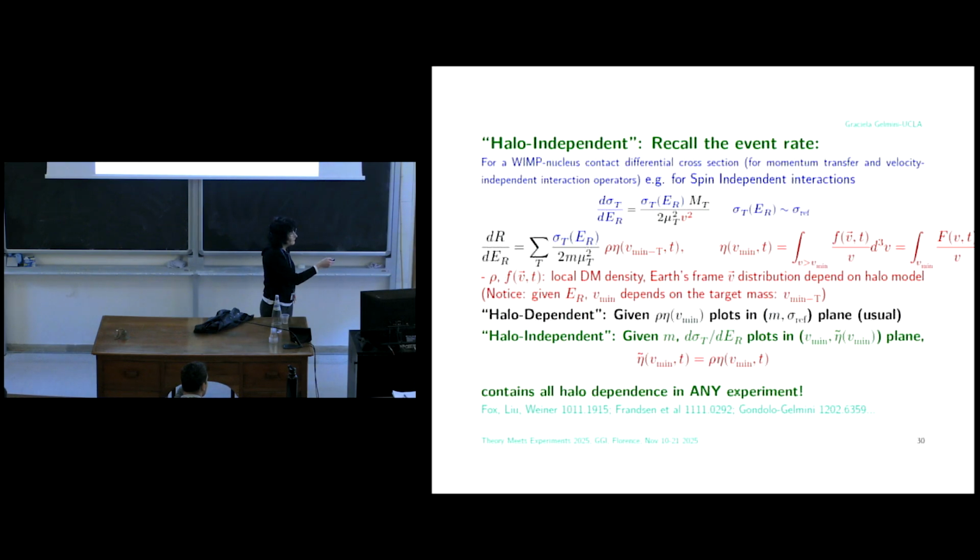Now, if the differential cross-section goes as 1 over v, then you have this famous function, eta. And eta of v_min is a function of the lower limit of integration. And as I said here, if you are summing over different target nuclides in your detector, then v_min is a function of T.